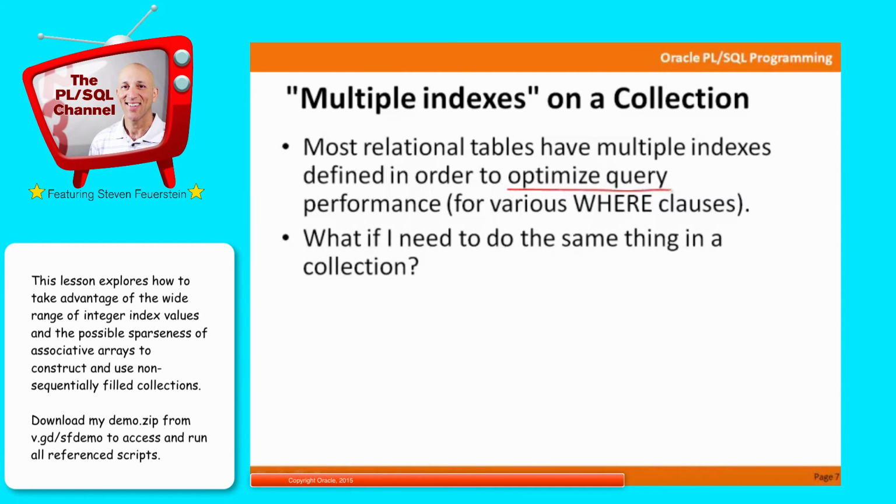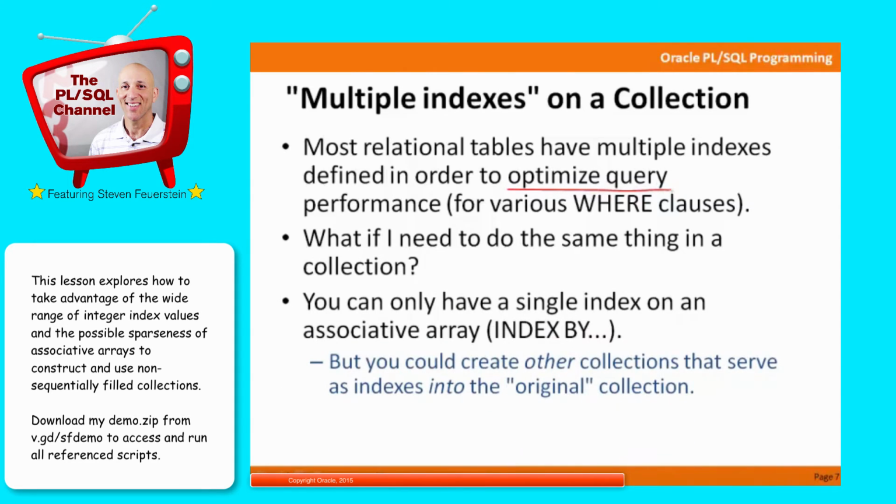What if I need to do the same thing in a collection? What if I have a collection filled with all the employee information, but I need to access it in different ways? Access it by name, access it by employee ID, and so forth. You can only have a single index on a PL/SQL table, on an associative array. There's only one index by clause.